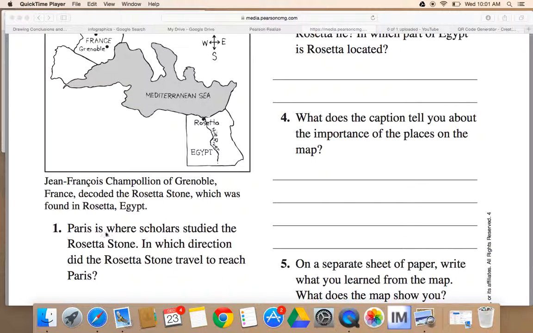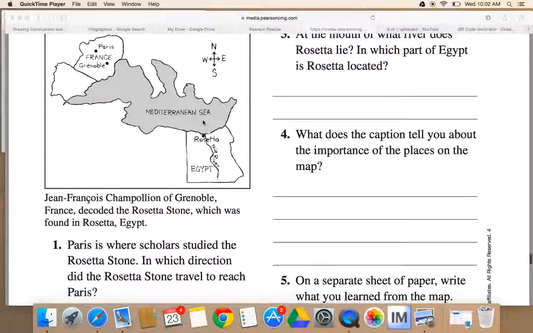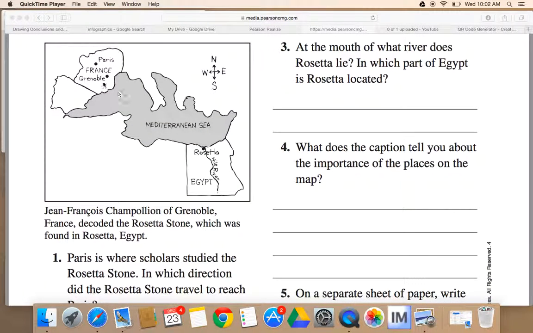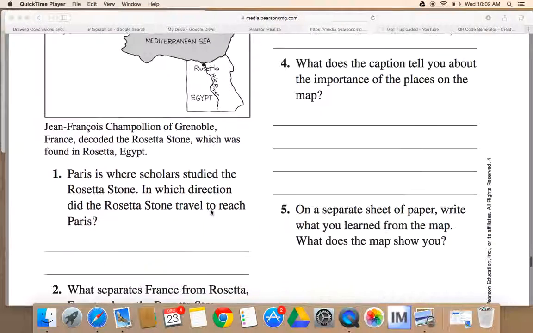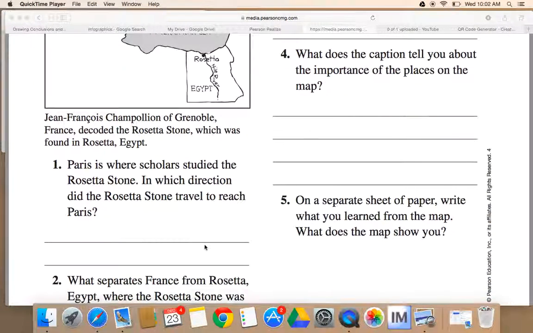So it says Paris is where scholars studied the Rosetta Stone. In which direction did the Rosetta Stone travel to reach Paris? So here's Rosetta Stone. It's in Rosetta, Egypt. So to get to Paris over here, it had to have traveled which direction? I'm going to use the compass rose. So if I'm here, I know I have to go north to go straight up, and then west to make it over here to Paris. So the answer should be northwest.